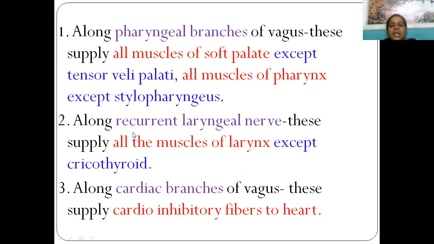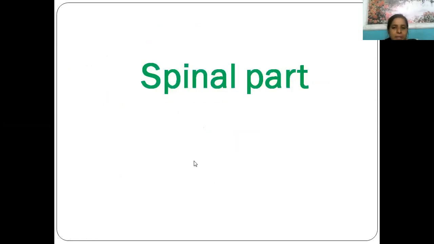Along the recurrent laryngeal nerve, which is one of the branches of the vagus, this cranial part of the accessory supplies the muscles of the larynx. So all muscles of the larynx, all muscles of the pharynx, all muscles of the soft palate, and the cardiac branches are all coming from the cranial part of the accessory, distributed via the vagus. Both are working together to supply these structures. So that's how we are done with the cranial part.